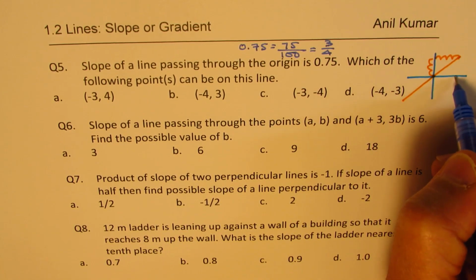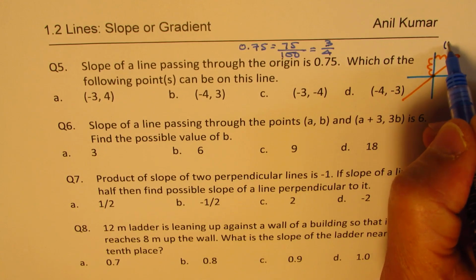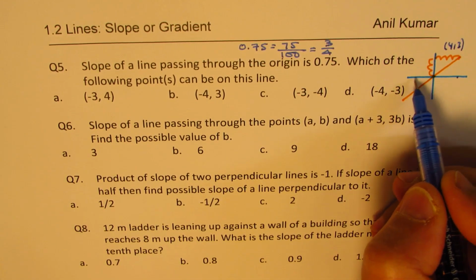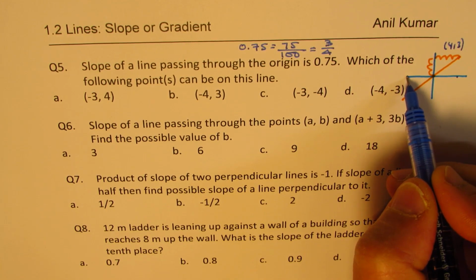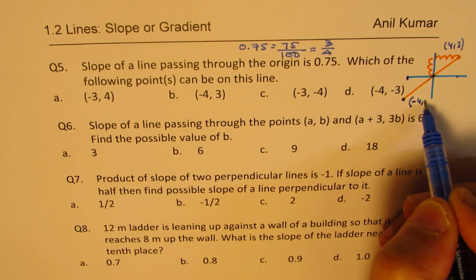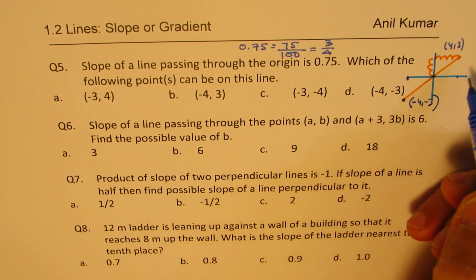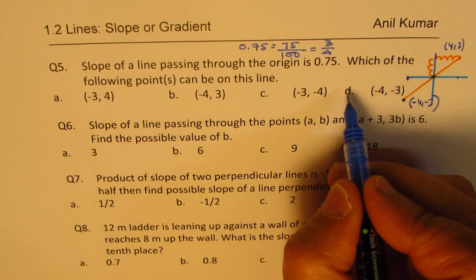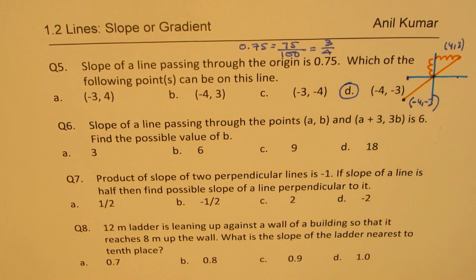That means we ran 4 and went up 3. So it could be (4, 3) as one of your answers. But if it is not on this side, you could run on the other side also. Does it make sense to you? And reach here, which could be (-4, -3). These could be your points since we are given combinations of 3 and 4. So (-4, -3) is my option D, which is the correct option. Does it make sense to you? So as I was saying, for many multiple choice questions, you should think graphically and then answer.